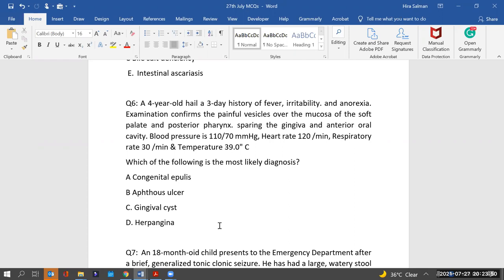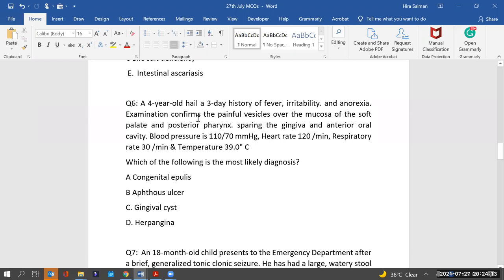See, hand, foot and mouth disease is actually, once the patient is presenting with all-over features like this, then easily you can diagnose that it's hand, foot and mouth, because you are appreciating all over the areas. But once it's located only on the mouth side, or only the buccal mucosa is involved, we can say it's herpangina, because it's only restricted to the mouth. Okay, so let's have a look at this question.